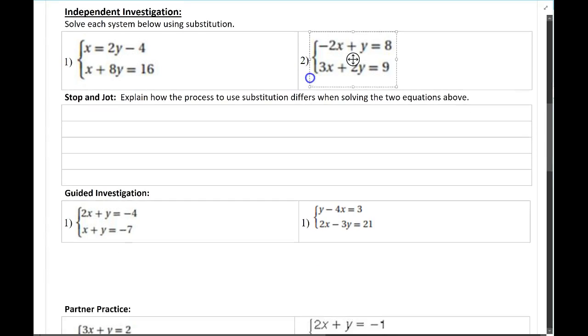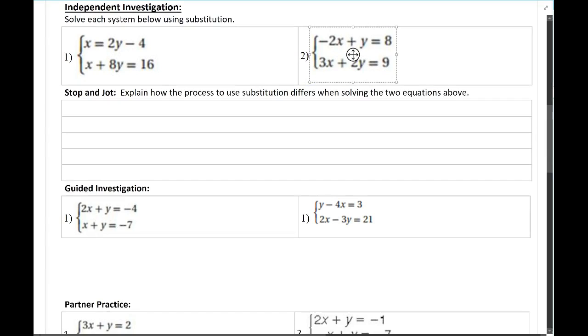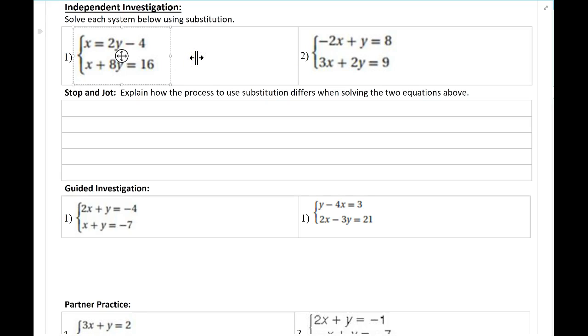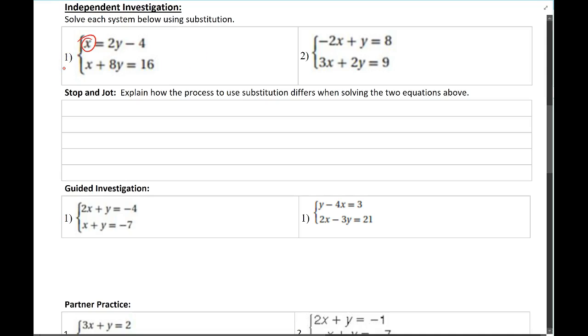What we're going to be doing is, please come down to the independent investigation. This first equation should be reasonably easy, and I want you to make sure that your students recognize this point. X is already solved for. We already have x isolated. X is equal to 2y minus 4. So what you're going to do is come over here and say, well, if x is 2y minus 4, then x plus 8y is really 2y minus 4 plus 8y. Because as we see here, x plus 8y equals 16.